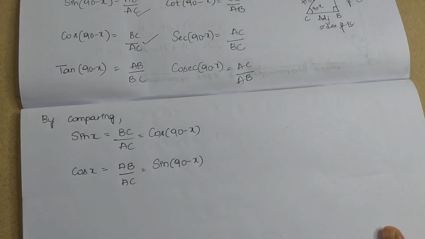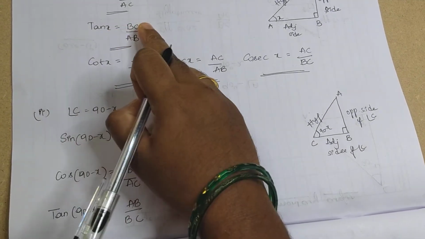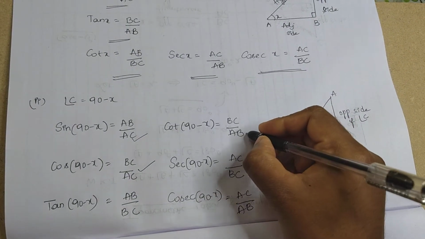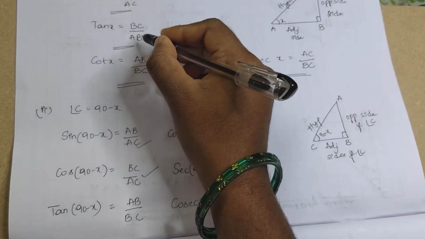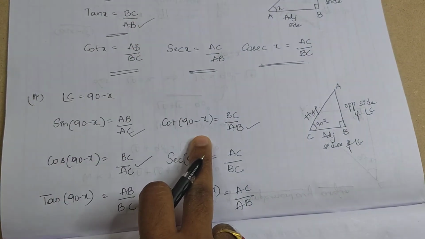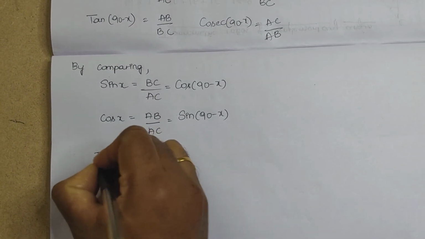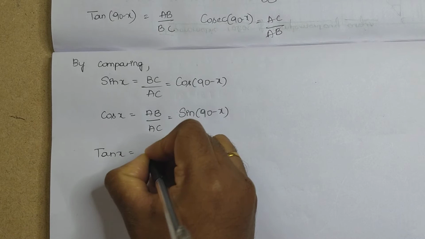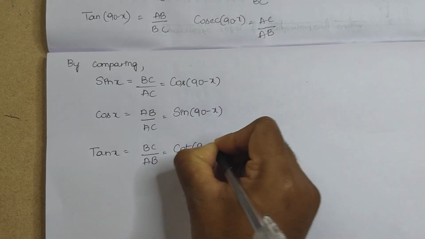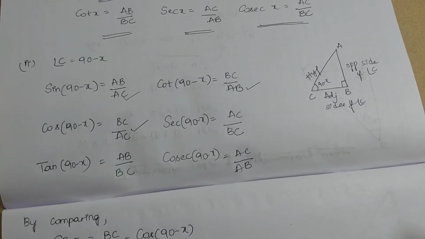In the same way, let's write for tan also. Tan x is BC by AB. So where do we get BC by AB? Let's check here. BC by AB, you got it here. So tan x equals BC by AB equals cot of 90 minus x. Let's write the same thing now. Tan x equals BC by AB equals cot of 90 minus x. So the tan function is also done here.